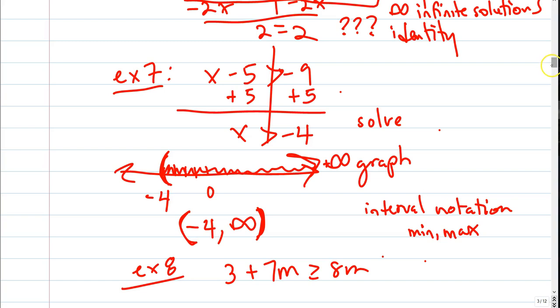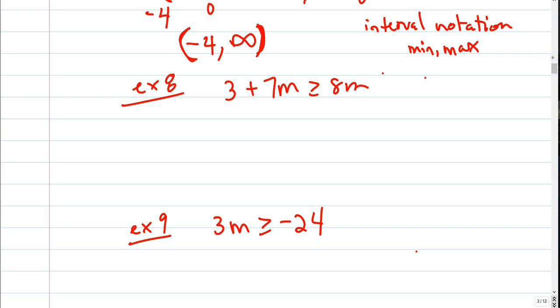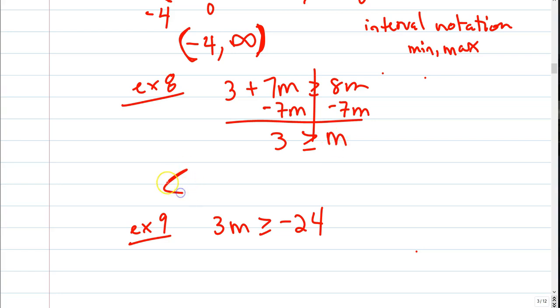If this is not review, then I'm going to summarize some of it at the end, but this should be review. On this one, if I'm isolating the variable, the problem here is that I have 3 is greater than or equal to m. If you go to graph this, and you graph it to the right of 3, that would be wrong.